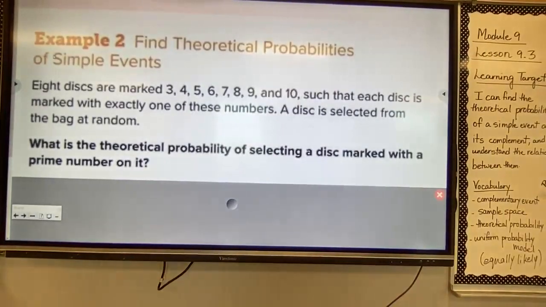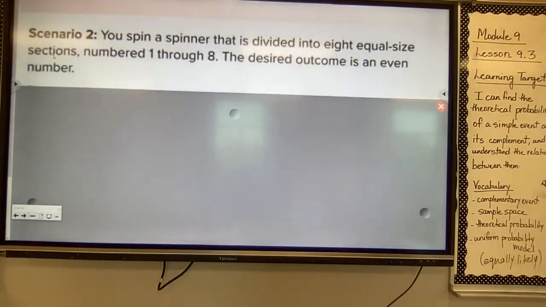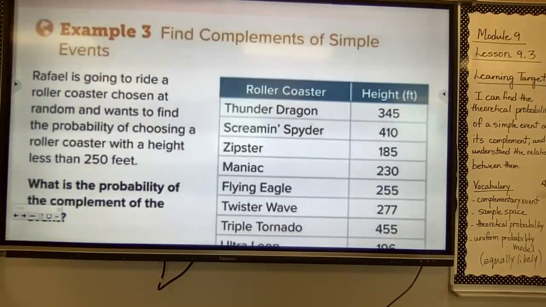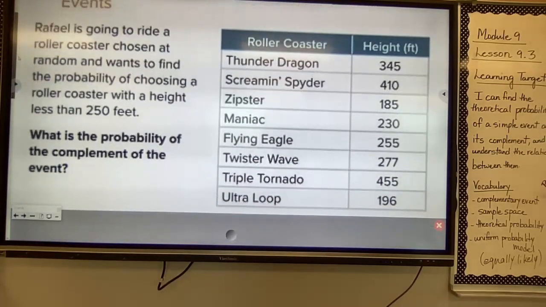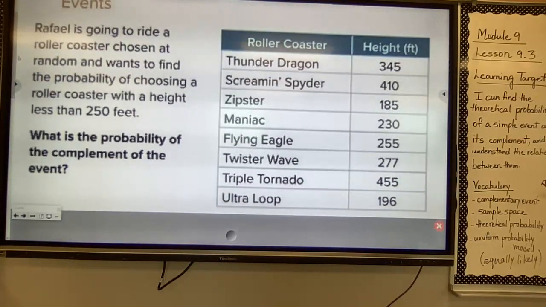Question that I'm about to put up. All right, so let's look at this one. Find complements of simple events. So in this, let's look at that question.